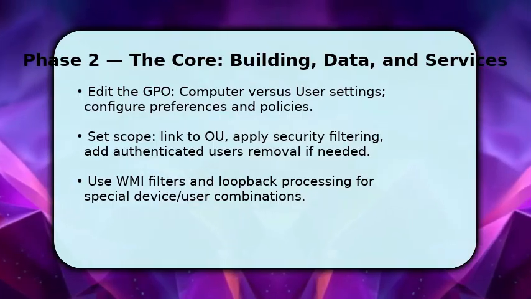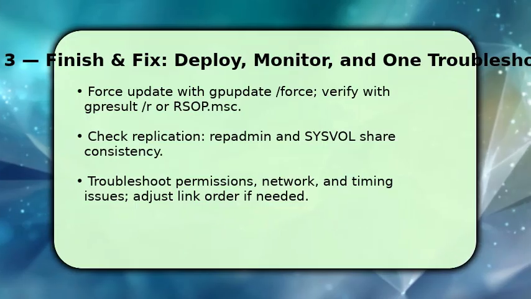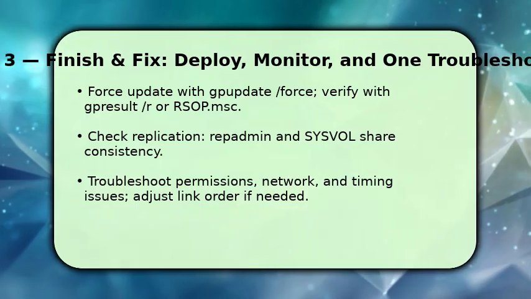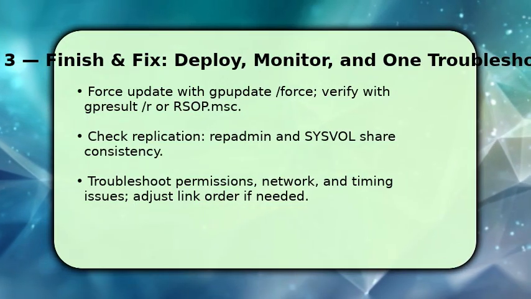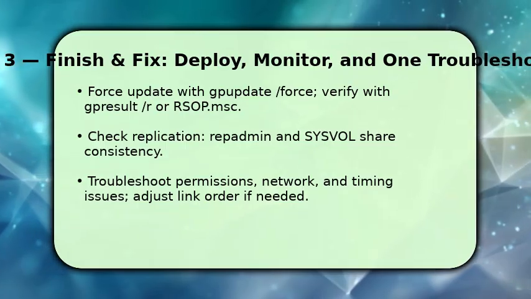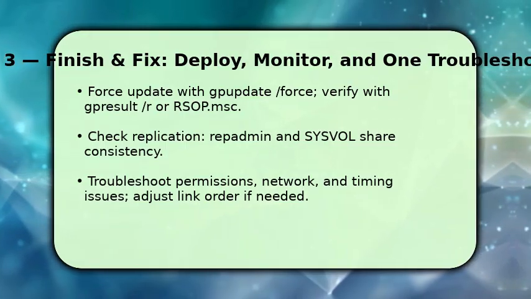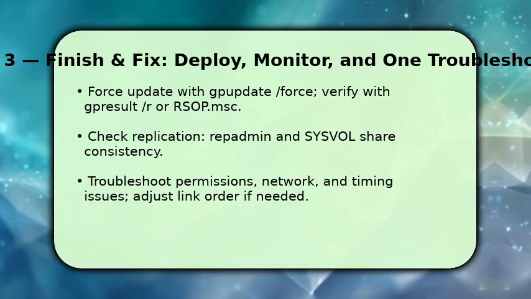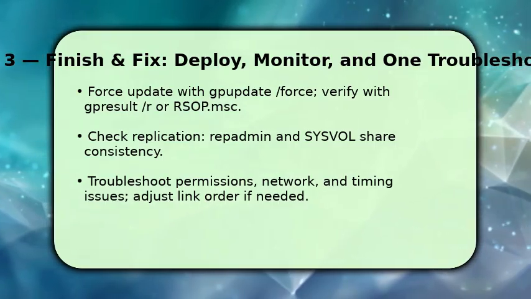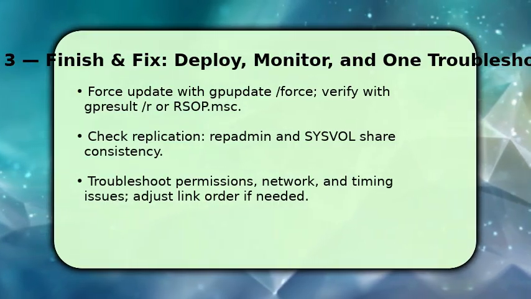Run gpupdate /force on a client and inspect the outcome with gpresult /r or rsop.msc so you know which settings applied and why. Verify Active Directory replication and sysvol share consistency. Use repadmin and check event logs, because stale replication blocks GPO distribution.